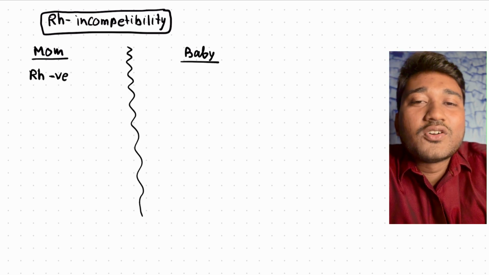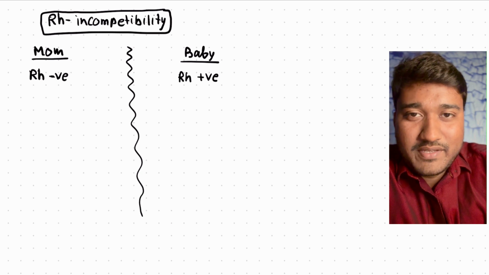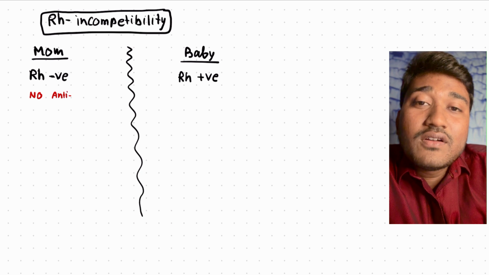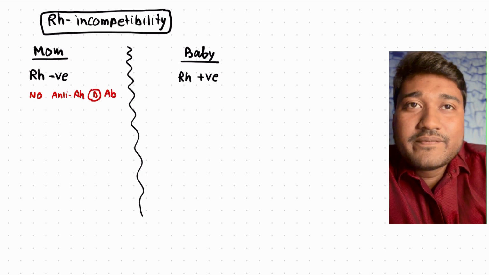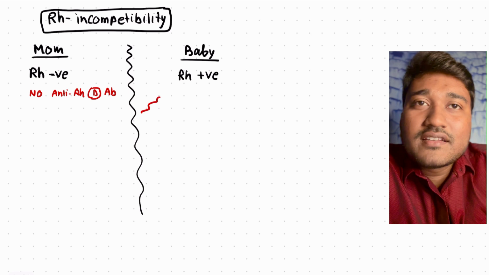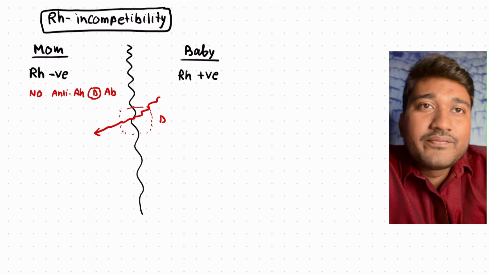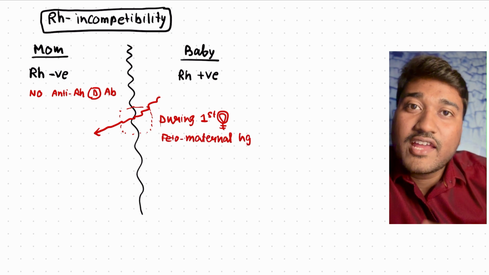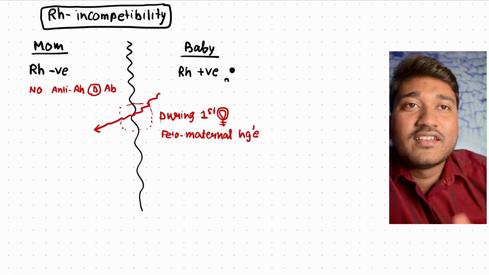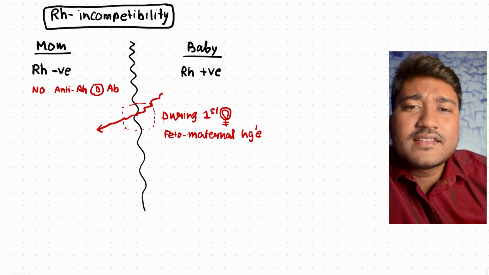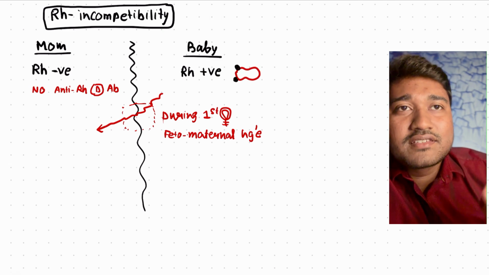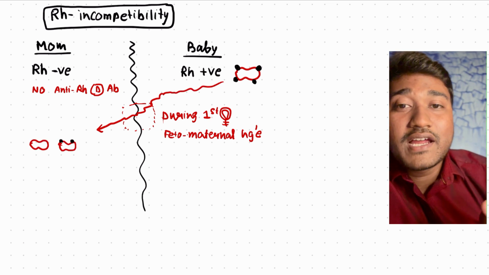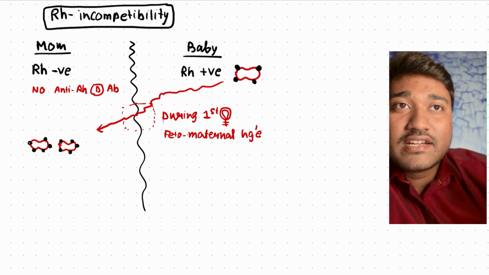So once again, draw what the issue is in the mother as well as in the baby. If the mother is Rh negative and the baby is Rh positive, then only there will be Rh incompatibility. Okay, and in an Rh negative mother there are no anti-Rh or anti-D antibodies. In the first pregnancy, remember, no issue, but from the second pregnancy onwards the issue will start. During the first pregnancy, if there is any feto-maternal hemorrhage, some amount of the baby's blood will enter the mother's circulation. And this baby's blood, as it is Rh positive, is coated with these D antigens.